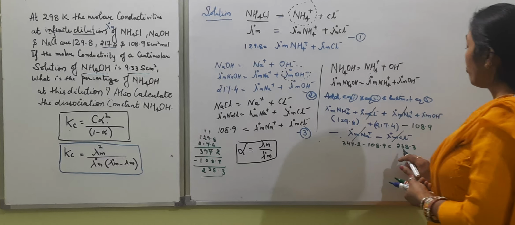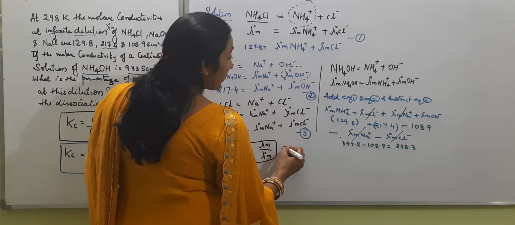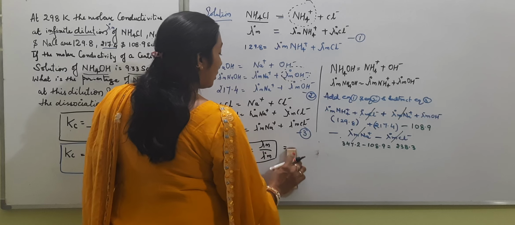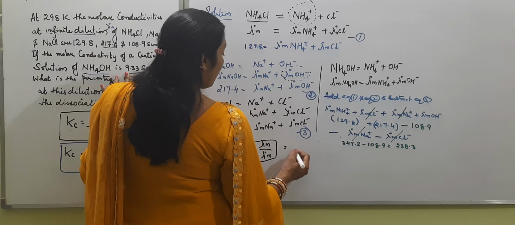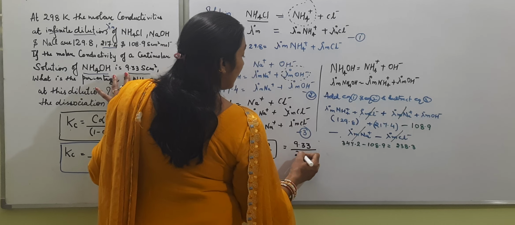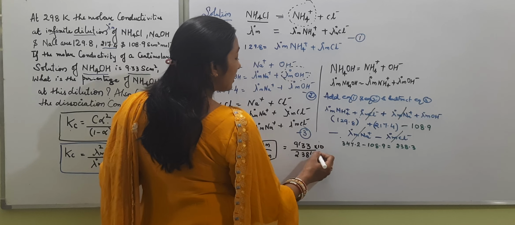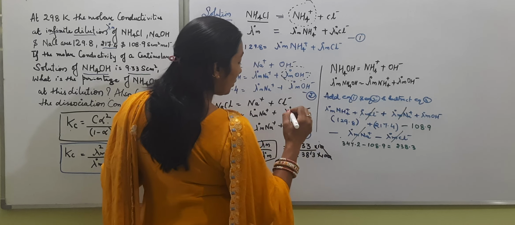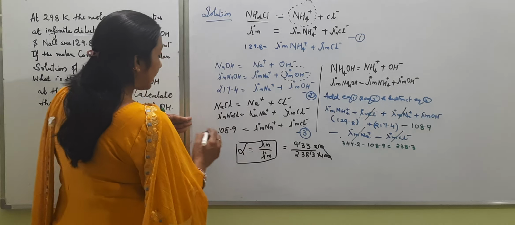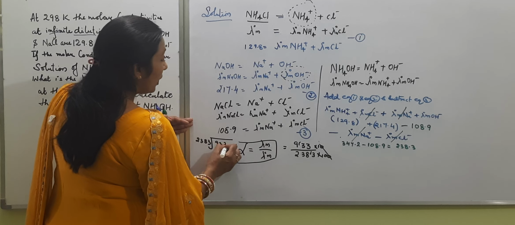I just got the value of limiting molar conductivity for ammonium hydroxide. That is what I am getting here, 238.3, and I just wrote it the other way around. The limiting molar conductivity is below. The molar conductivity is provided in the question, that is 9.33, divided by 238.3. This is what I am getting. So here I will just remove the decimals. Better, instead of this, what do we do? We divide. So that is 2383 divided into 933.